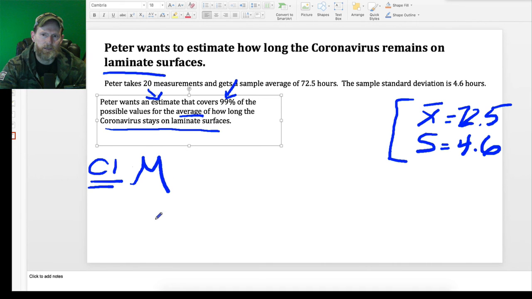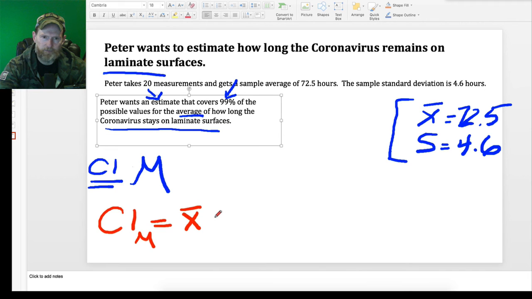Okay? So right away, we want to work with this formula, which is the confidence interval for a mean, or mu. We're going to use that centerpiece of X bar, because we have that.